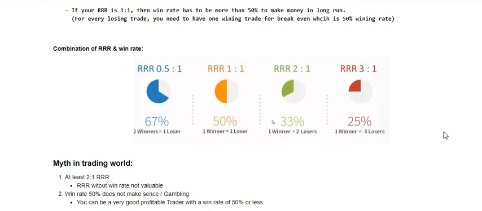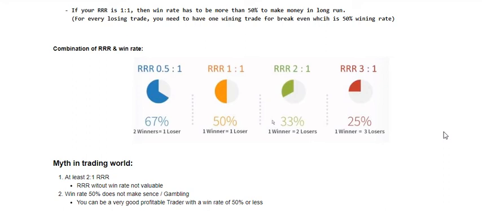So for the first one, I have taken the RRR as 0.5 to 1, and in order to make money your win rate has to be more than 67%. Now when your RRR is 1 to 1, your win rate has to be more than 50% to make money. And if your RRR is 2 to 1, of course it has to be at least 33% to touch the break-even. Now when your RRR is 3 to 1, your win rate has to be at least 25% to touch the break-even. Now if you want to make money, it has to be more than 25%.